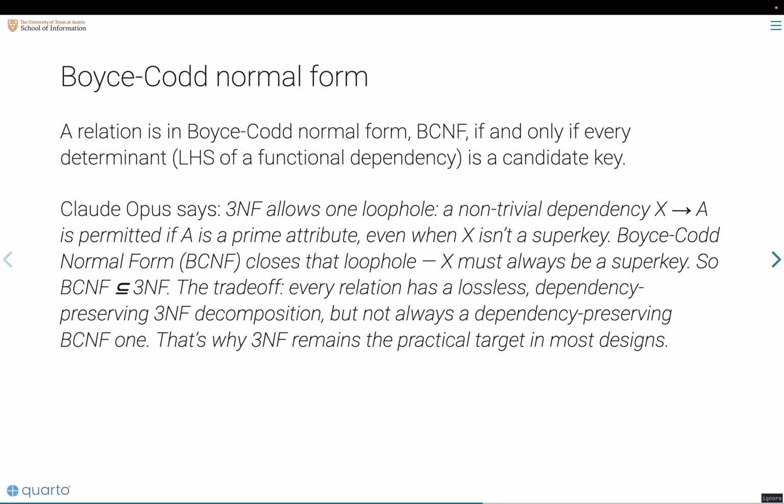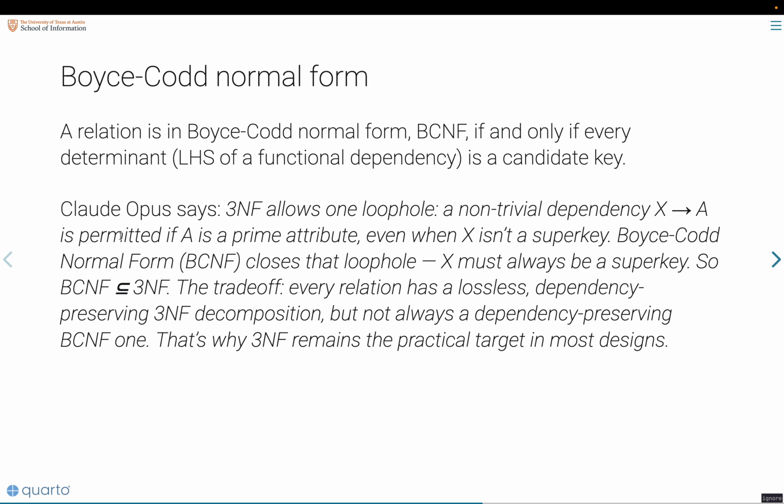Okay, Boyce-Codd normal form has the property that if every determinant is a candidate key, then it's also the left-hand side of a functional dependency, then it's in Boyce-Codd normal form if it's a candidate key. So Claude Opus gives us an example of this, and I don't have a font for this. Boyce-Codd normal form is an element of third normal form. There's a problem with the fonts when I translated this.